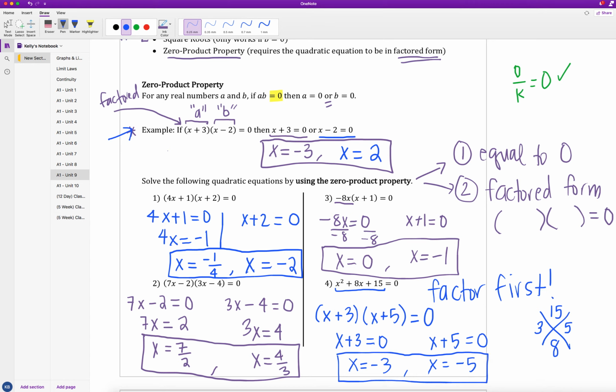So in example 4, we can see here we had to do a little bit more work, and we had to actually factor this problem first before we can use the zero product property. And that will happen sometimes, but we've practiced our factoring in our last unit, and so we're just incorporating that as an additional step.